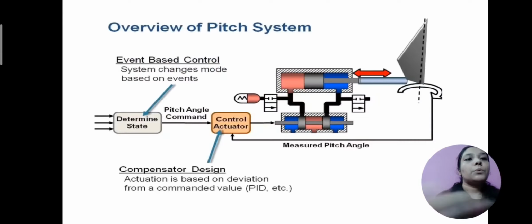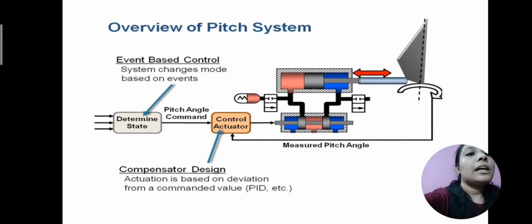Now at last we will move on to the overview of the pitch system. Here the actuator control will measure the pitch angle. In actuator control, compensator design is based on the derivation from the command value. The other control system is event based control.